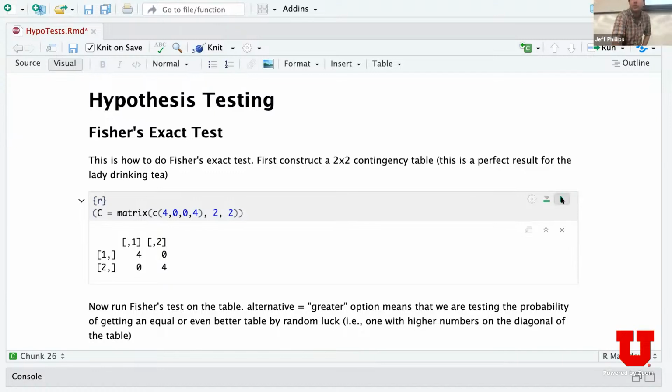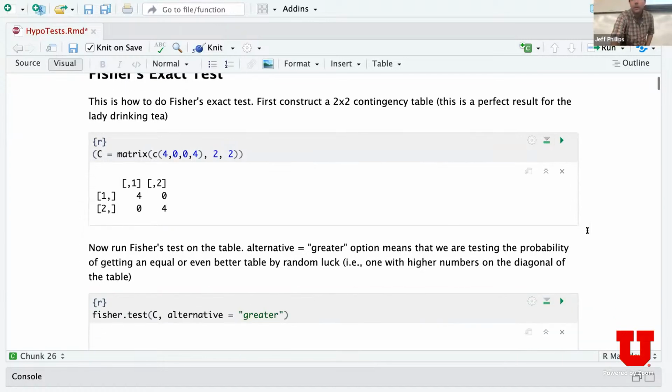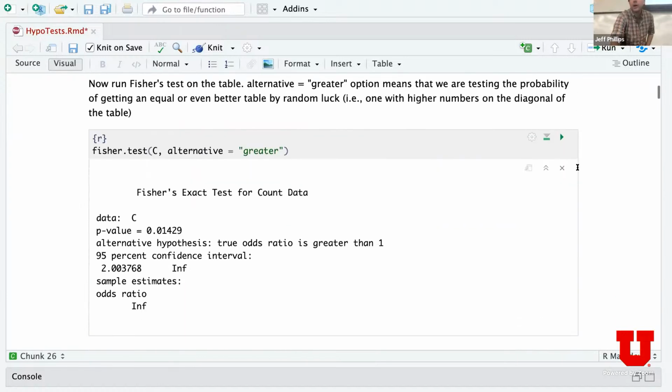Okay, and so you can just store this. This is how you make a 2x2 matrix in R. And then to run the test, there's just a single command you have to run, fisher.test. You pass in this table, it knows it's a 2x2 table, and it can look up the total counts in the table.